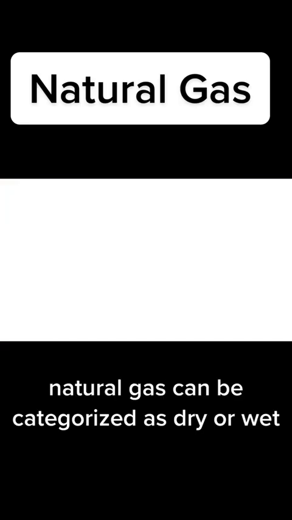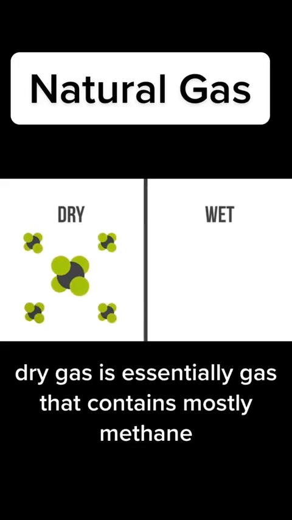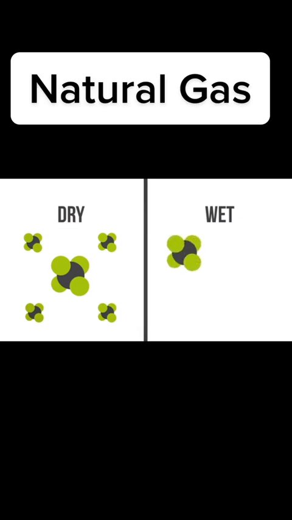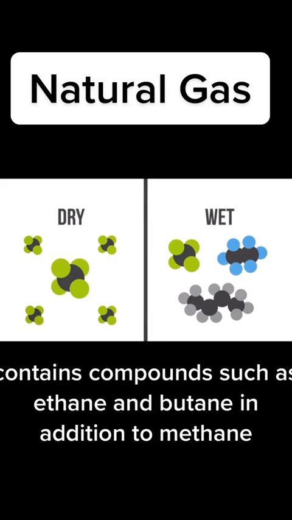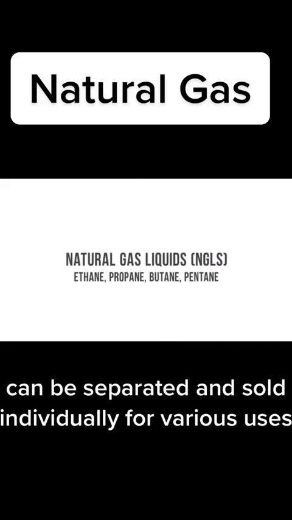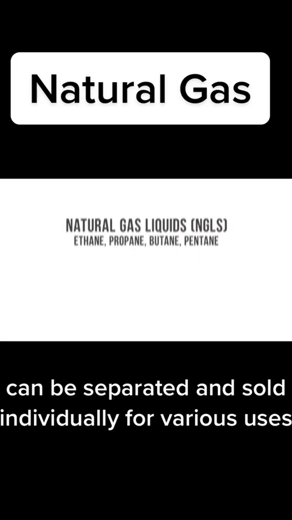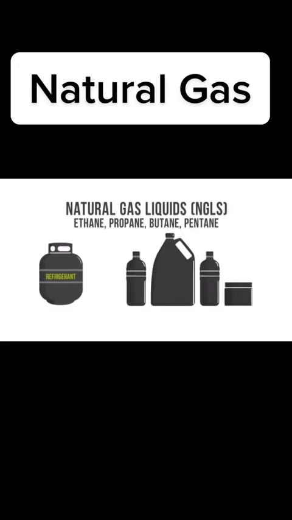Natural gas can be categorized as dry or wet. Dry gas is essentially gas that contains mostly methane. Wet gas, on the other hand, contains compounds such as ethane and butane, in addition to methane. These natural gas liquids, or NGLs for short, can be separated and sold individually for various uses, such as in refrigerants and to produce products, like plastics.